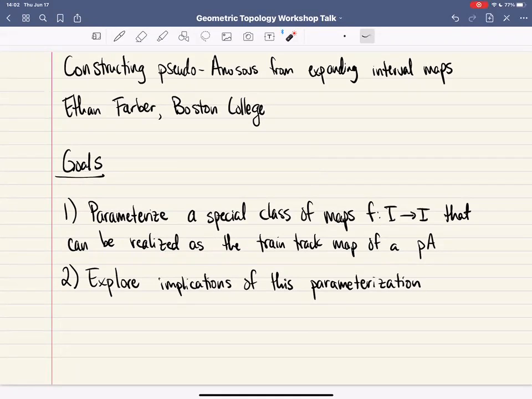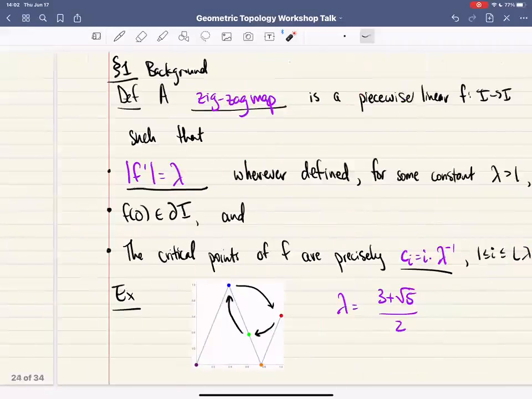But the meat of the talk is really going to be in goal 2, which is exploring some of the implications of this parameterization. So a theme will be that not only do we have some sort of abstract parameterization, but there is some substance to this. It's actually telling us something about these systems. Okay, so let's jump into it.